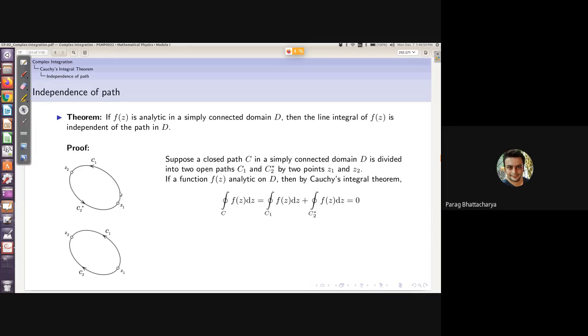If the function is analytic at all points, then by Cauchy's integral theorem, the integration over this entire closed path C will obviously be 0. Now because I have partitioned C into two parts, C1 plus C2 star, the integration over C is equal to the integration over C1 plus the integration over C2 star. This closed loop integral over C will be equal to the open integral over C1 and the open integral over C2 star.